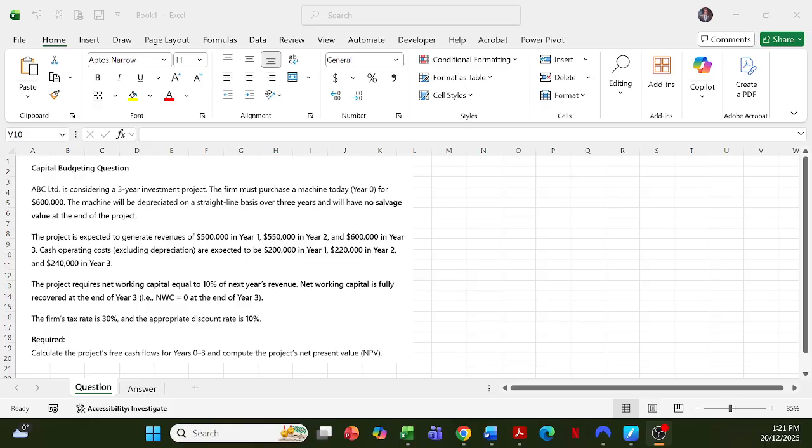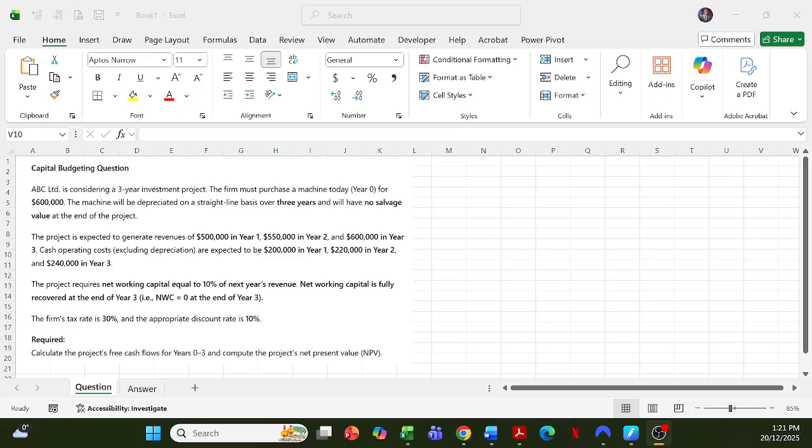ABC Limited is considering a 3-year investment project. The firm must purchase a machinery today for 600K. The machine will depreciate on a straight line basis over 3 years and will have no salvage value at the end of the project. The project is expected to generate revenues of 500K in year one, 550 in year two, 600 in year three. Cash operating costs are provided to us as 200K, 220, and 240 in the next 3 years. The project requires net working capital equal to 10% of next year's revenue.